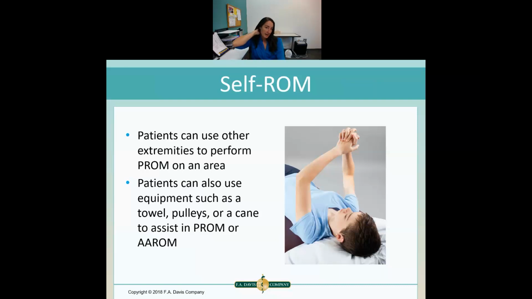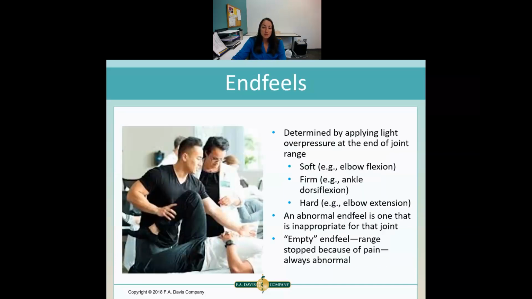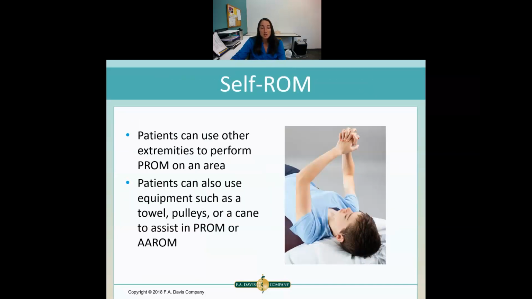So if somebody had active range of motion contraindicated, they weren't allowed to do it, I would not suggest this because it's really hard to relax while you're moving it. But they could use pulleys, they could use a cane or a wand. You've probably seen those in the clinic where they have wand exercises, and that's a self range of motion technique.